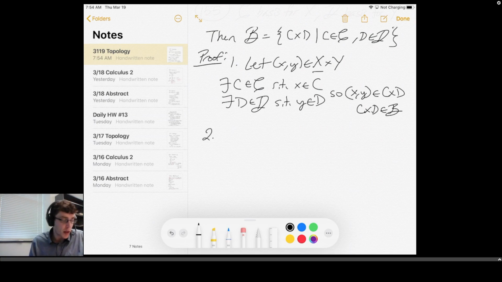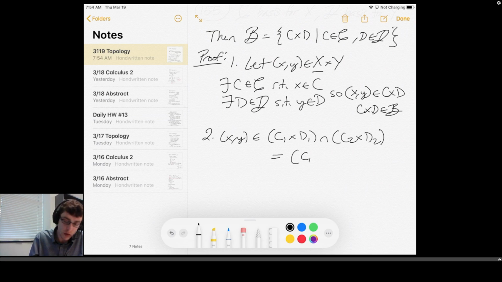And then for the second part, you start with something in the intersection of 2. So (x,y) is in, say, C1 cross D1 intersect C2 cross D2. And basically the point is this is equal to C1 intersect C2 cross D1 intersect D2. And then each of these are bases. So what do we know with regards to these things?